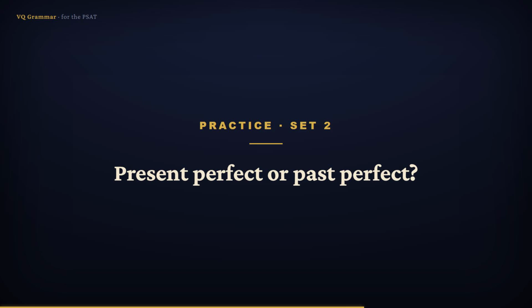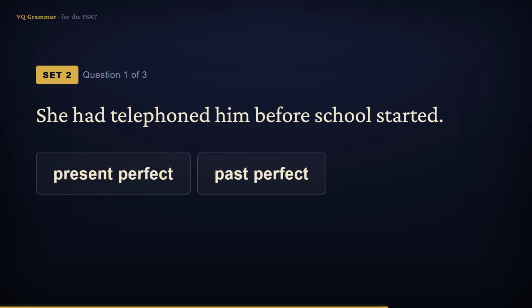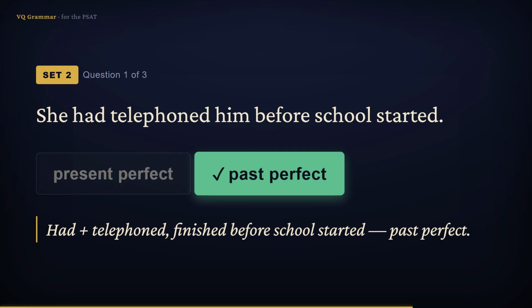Three more. Same plan. Find the verb phrase and let the helping verb tell you. Has or have is present perfect. Had is past perfect. Pause and try each one. She had telephoned him before school started. The verb phrase is had telephoned. The helper is had, and the call came before another past event, school starting. Had means past perfect, so the answer is past perfect.